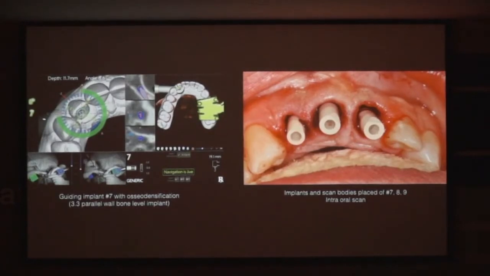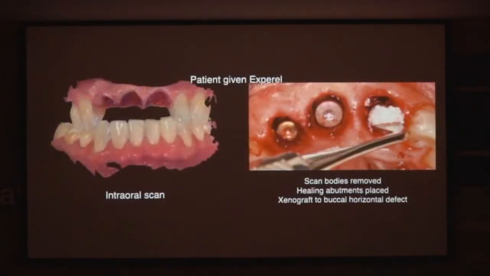So after I guide the implants into place, I've extracted the teeth, I've guided the implants into position, okay? And you can see down here on the screens we talked about, I put some scan bodies on the implants. And then I do an intraoral scan. And then I take the scan bodies off and I do another intraoral scan of the soft tissue. And that's so they can make a soft tissue model digitally. And then I put healing abutments in and pack in my horizontal bone into the defects.